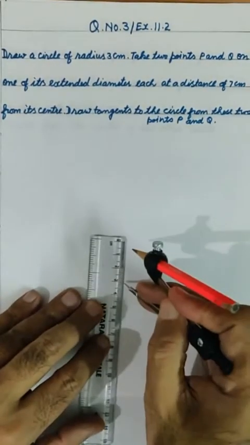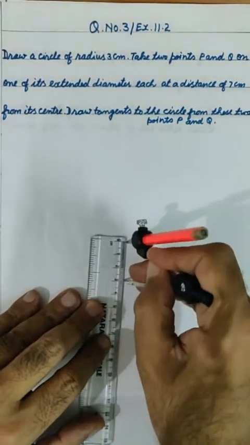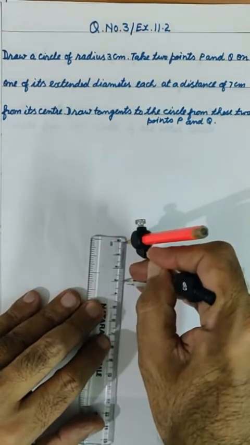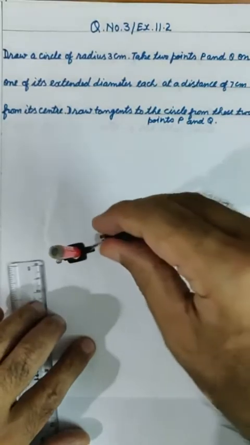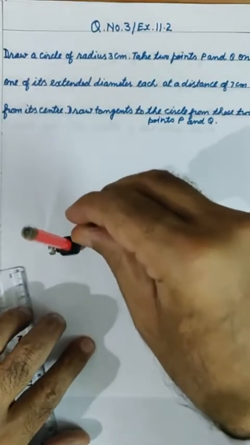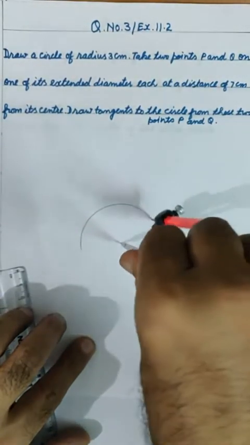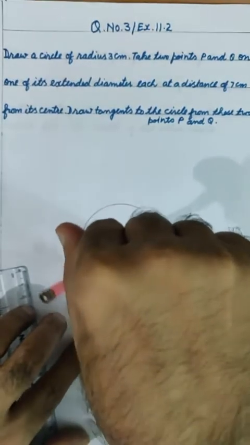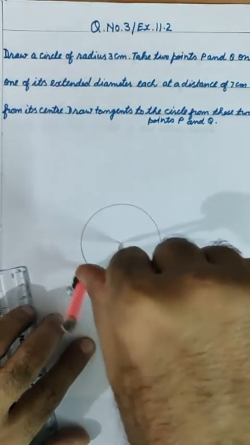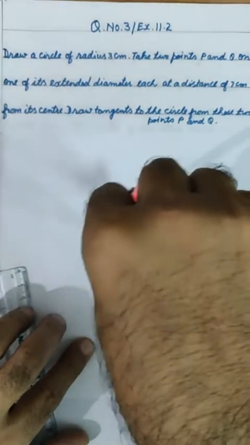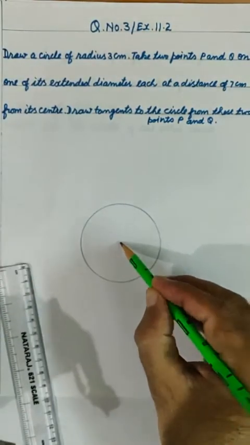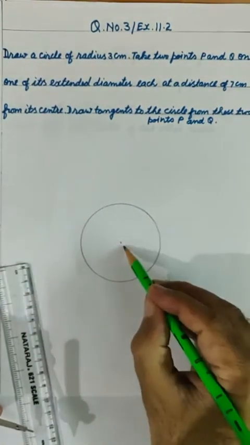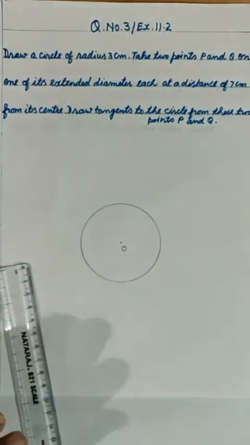You open the compass to a width of 3 centimeter and draw a circle of radius 3 cm, the same concept which we have been discussing up to now. You just see, this point is the center O of radius 3 cm.